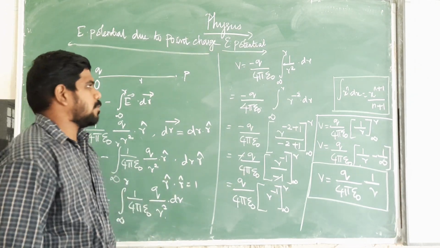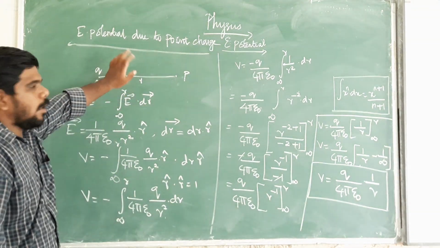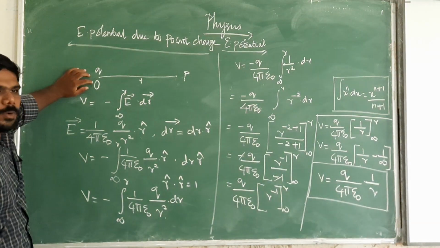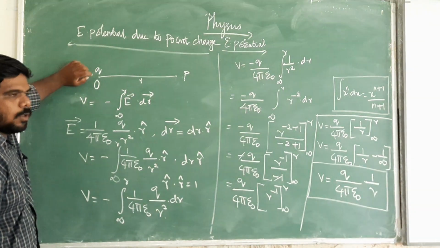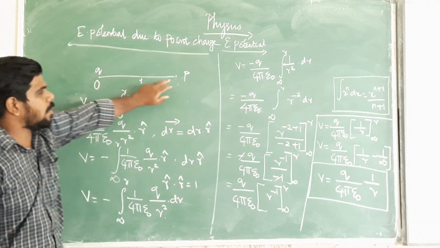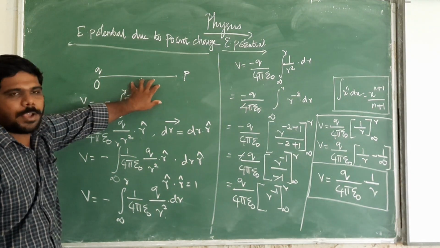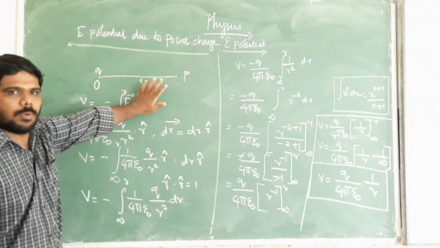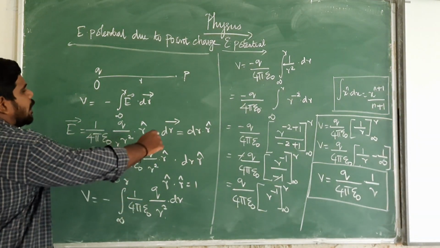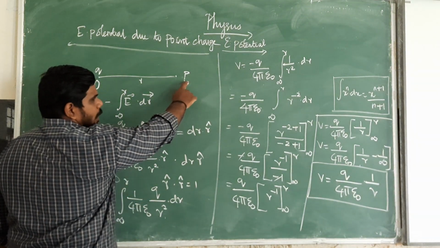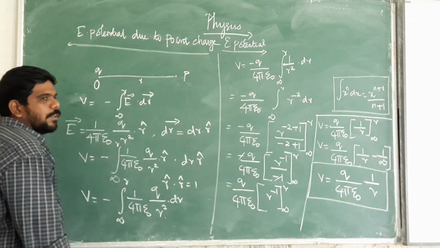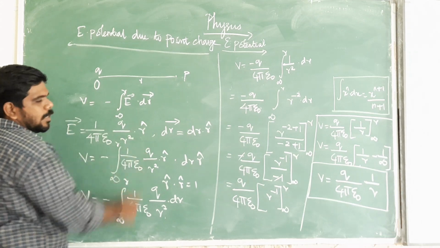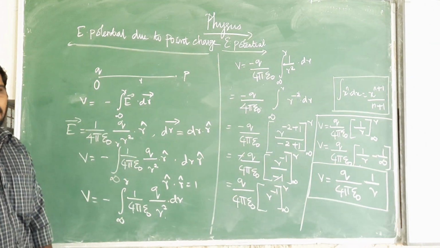So we are going to recap the question. Considering a point charge q placed at the origin, let P be a point at a distance r from the point O. Clear? From that, the electric potential at a point P due to the charge: V is equal to minus integral from infinity to r of E vector dot dr vector.